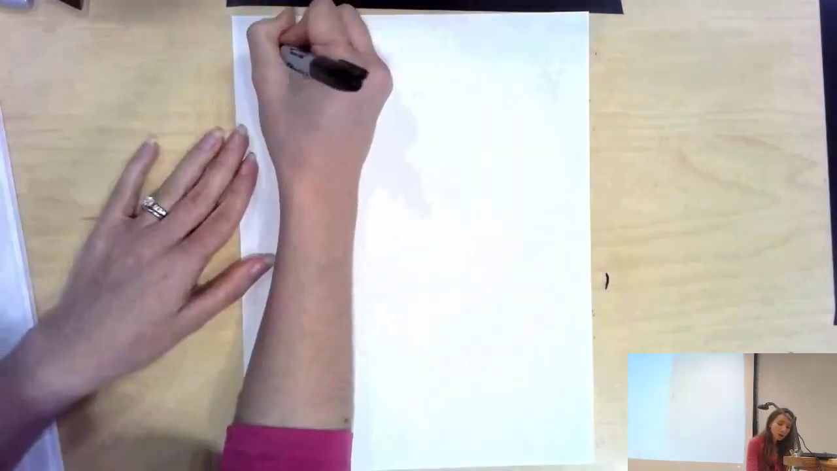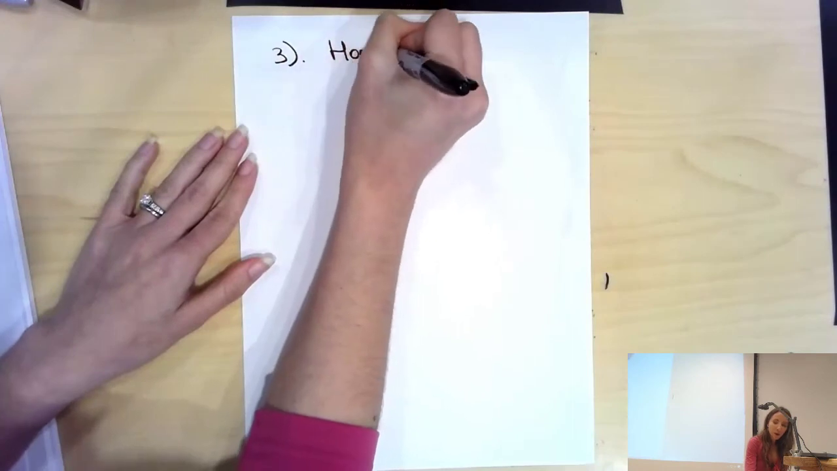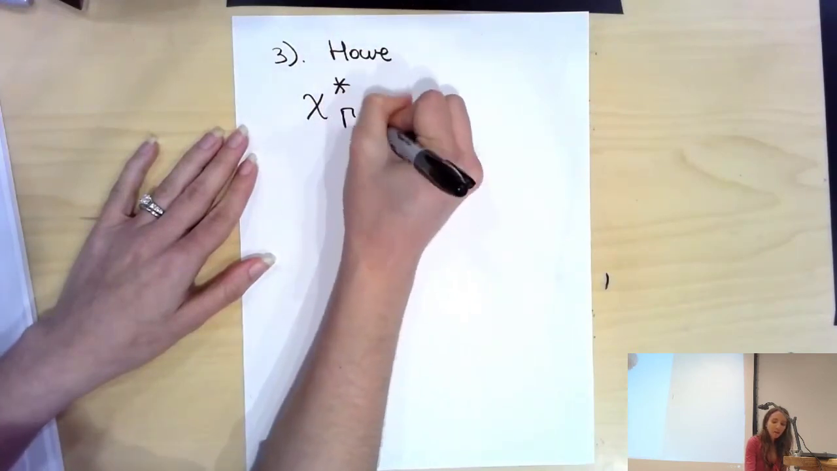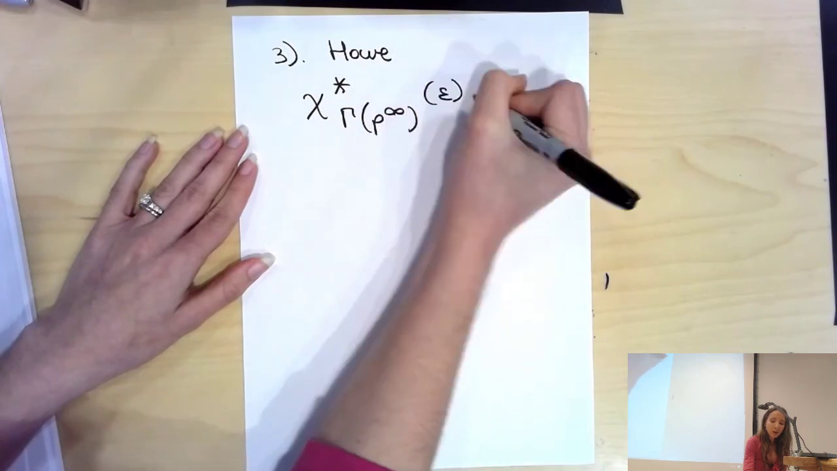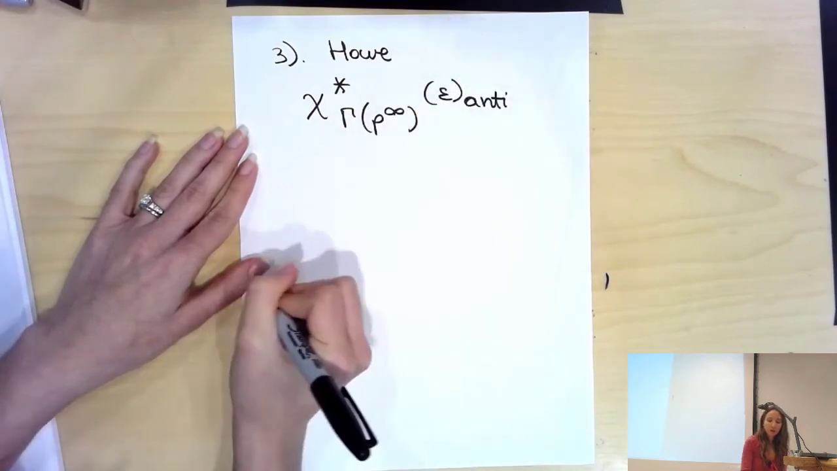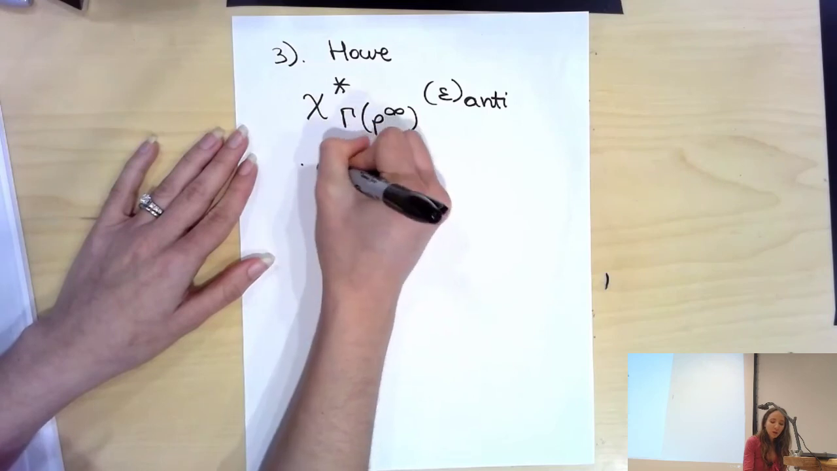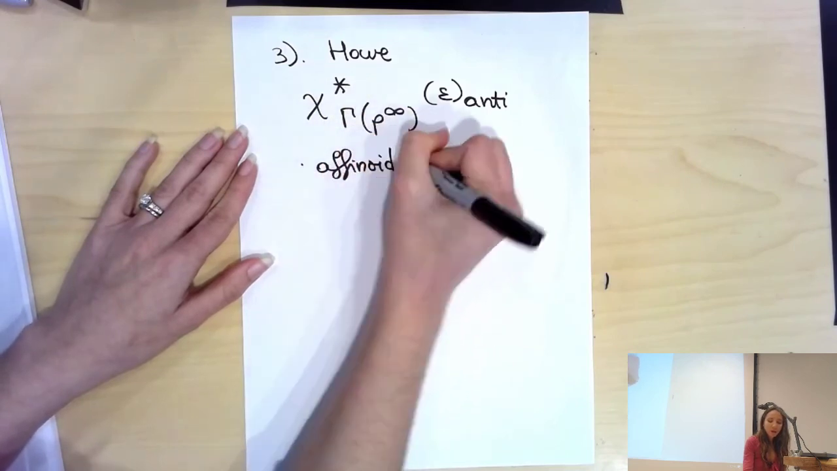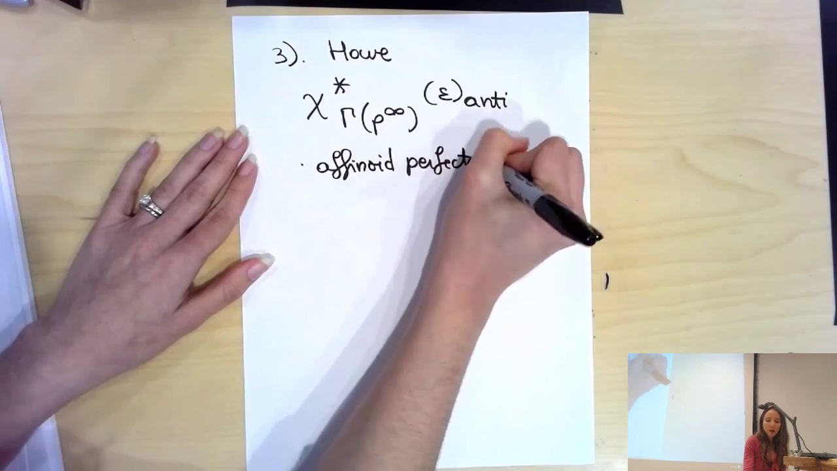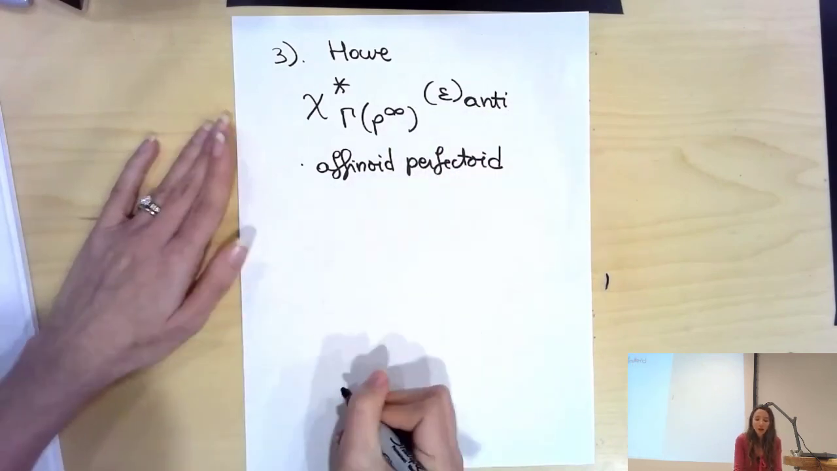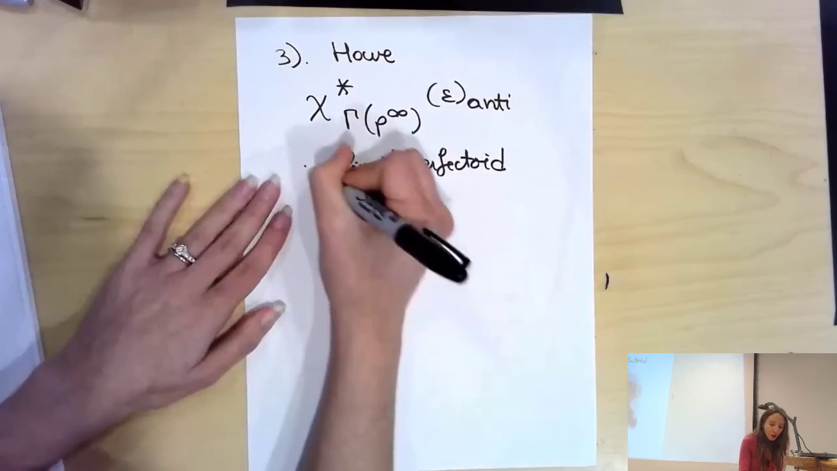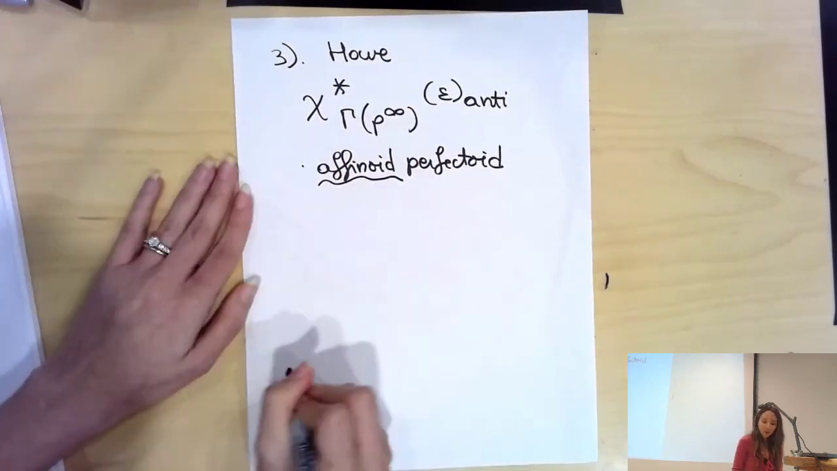Now you really have something at infinite level, gamma p infinity. You have a perfectoid space. So, step 3. We have X star gamma p infinity, some epsilon neighborhood of the anticanonical locus. This turns out to be not just perfectoid, but affinoid perfectoid. This is because these spaces are defined by some condition on the Hasse invariant, and the Hasse invariant is a section of an ample line bundle. So you can show that the space is not just perfectoid, but affinoid perfectoid.